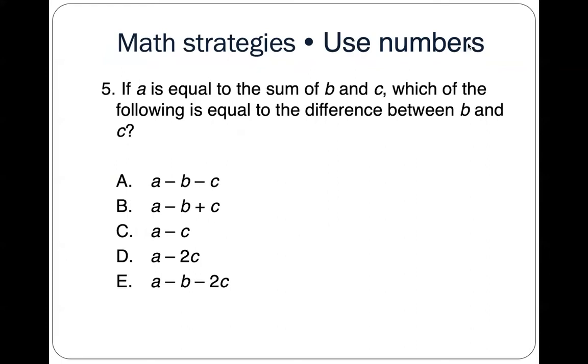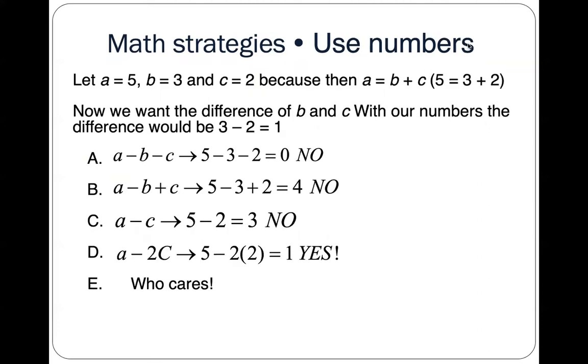So for instance, if A is equal to the sum of B and C, which of the following is equal to the difference between B and C? So if we let A equal 5, B equal 3, and C equal 2, because then A equals B plus C, right? The 5 equals the 3 plus the 2. Now we want the difference of B and C with our numbers. The difference would be 3 minus 2, which equals 1. So then we run through the options.